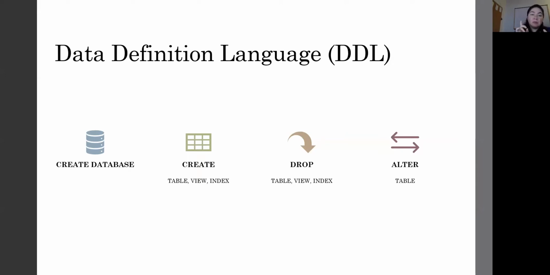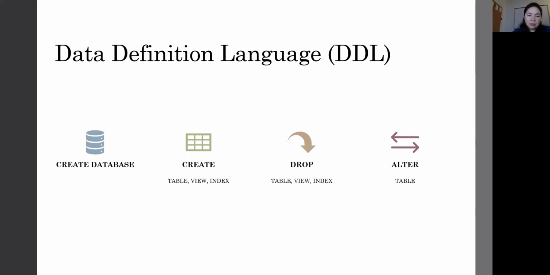The next one is to drop stuff, whether that's a table, view, or index, and then alter, which is just a table thing. So that's the way that this lecture is going to be kind of framed, is going through these different aspects.